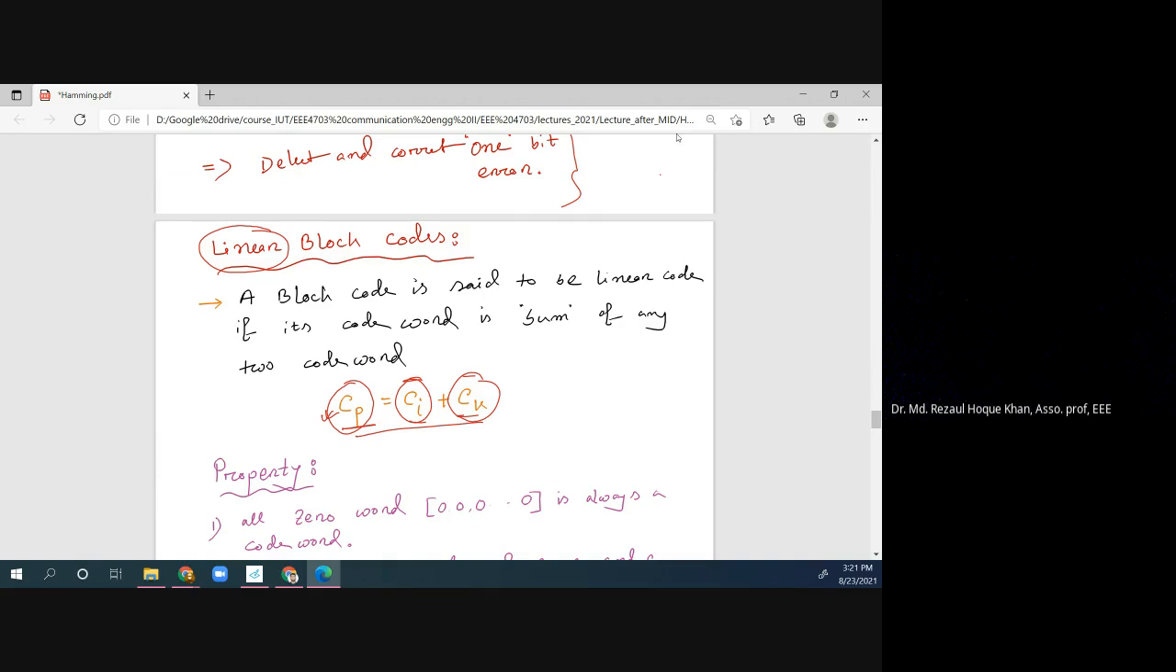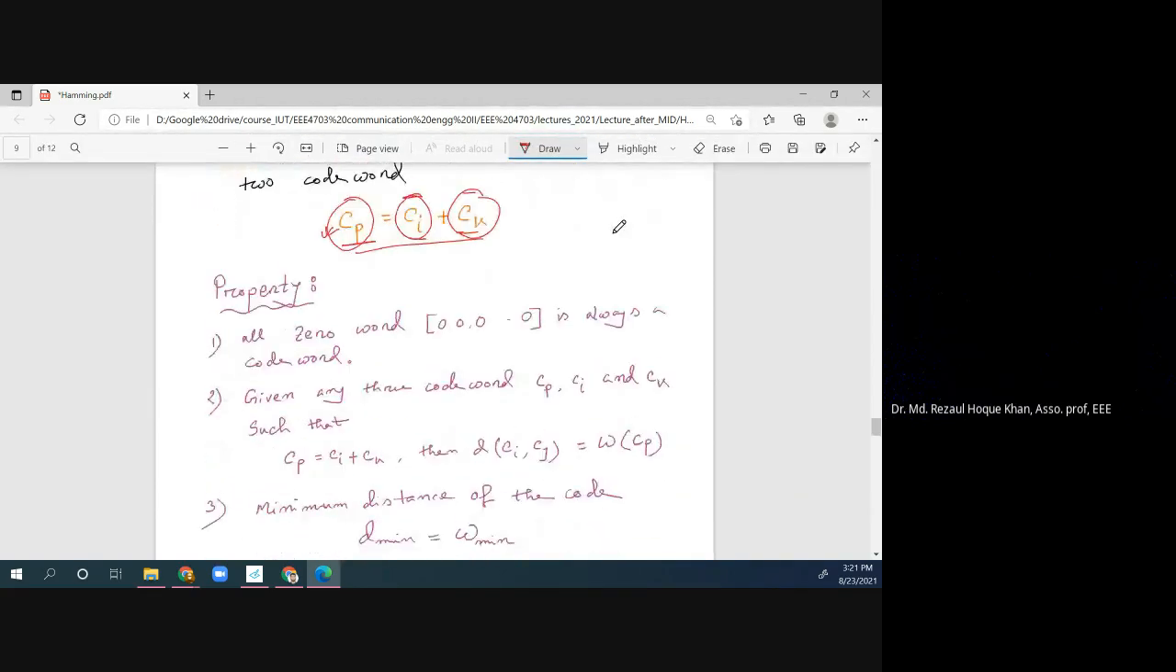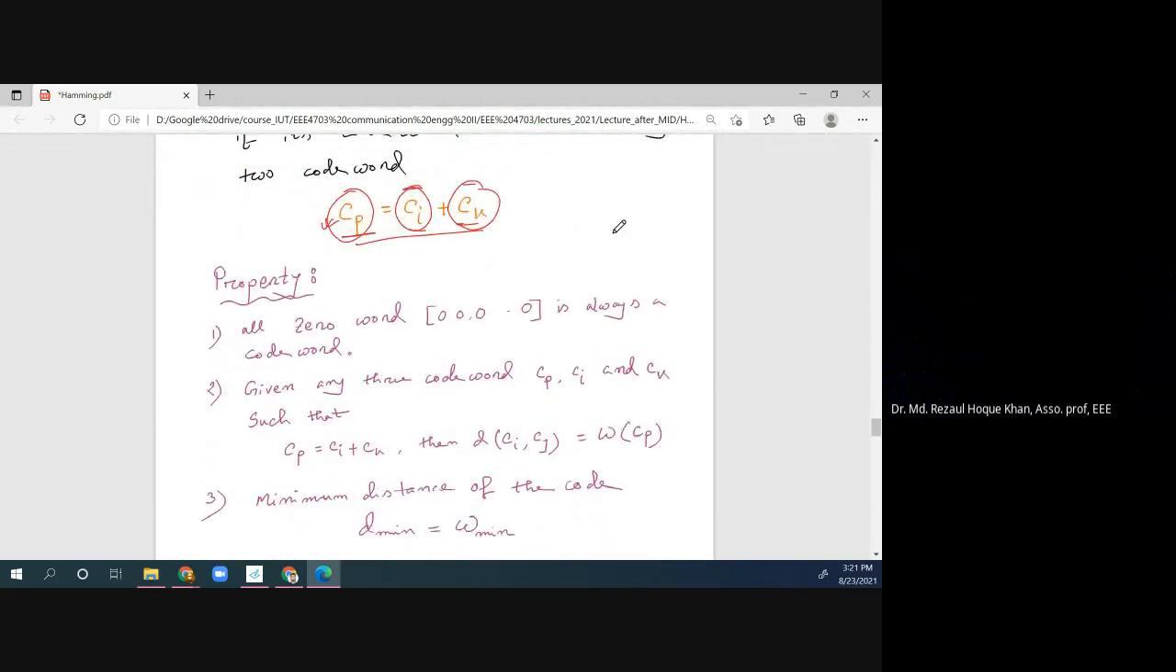Okay, just see an example. So these are the properties. We will actually check with these properties. The all-zero word is always a code word. It means 0 is still a code word.